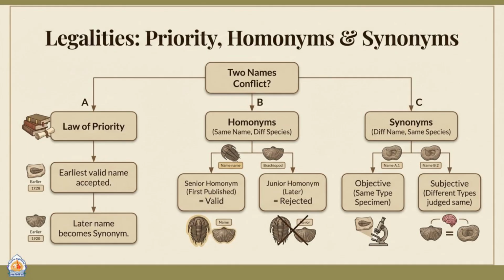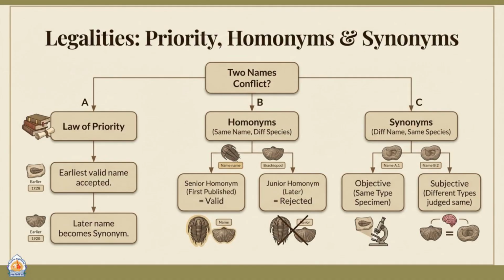Another important rule in fossil nomenclature is the law of priority. According to this rule, the earliest validly published name of a species must be accepted. Any later name referring to the same species becomes a synonym. This rule ensures stability and consistency in scientific naming.